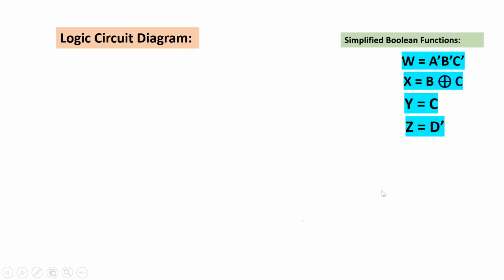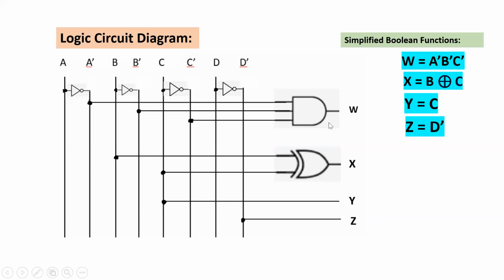Now we should draw the circuit diagram based on these simplified Boolean expressions. To draw this circuit diagram, first we should draw the vertical lines for the input variables A, B, C and D. After that we should connect NOT gates in series with A, B, C, D to get the values of A dash, B dash, C dash and D dash. Now the first expression is W equal to A dash B dash C dash, so this is a 3 input AND gate. For this, the input is A dash, B dash and C dash.